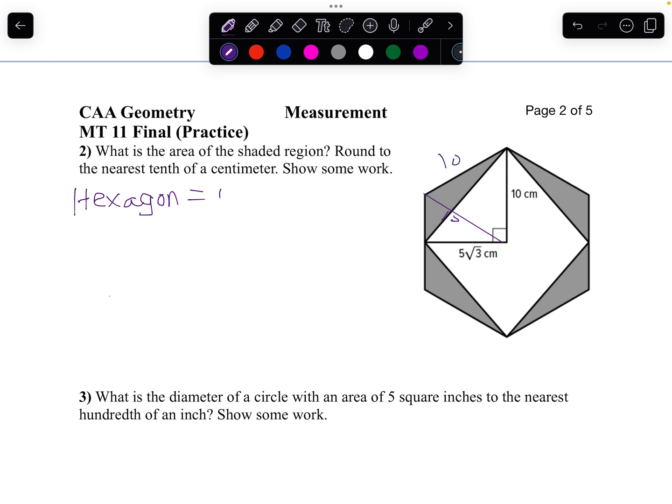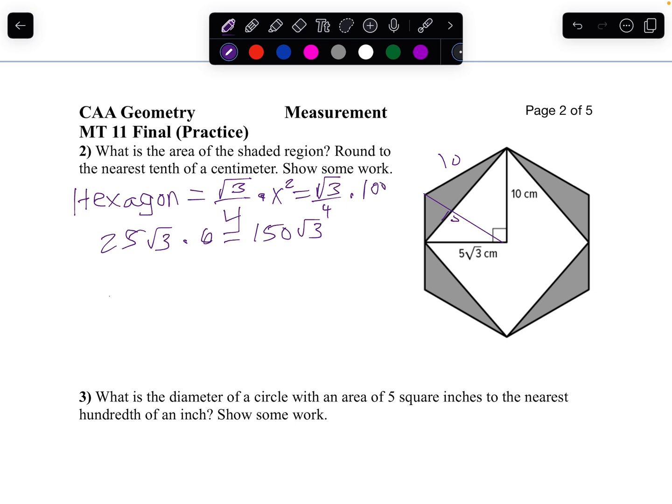To find the area of an equilateral triangle, it's the square root of 3 over 4 times my side squared, or square root of 3 over 4 times 100. So the area of my triangle, I'm sorry, is 25 square roots of 3. There are 6 triangles though, so I have to multiply that by 6, so that will be 150 square root of 3, and that's the area of our hexagon.